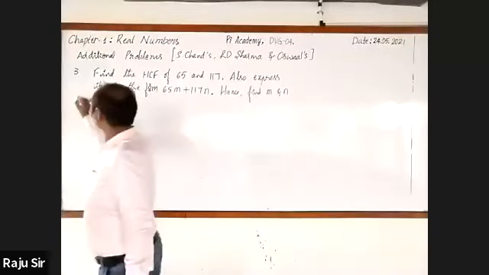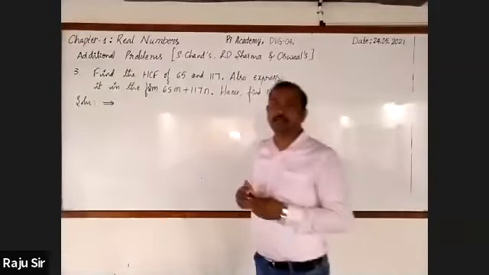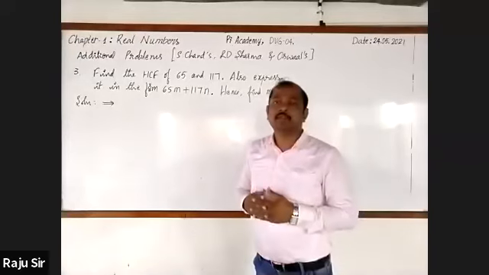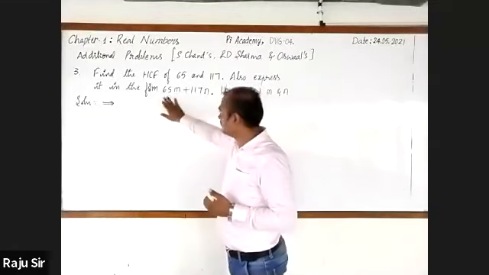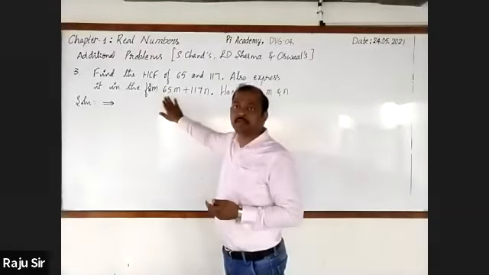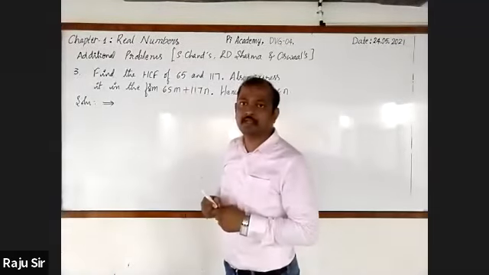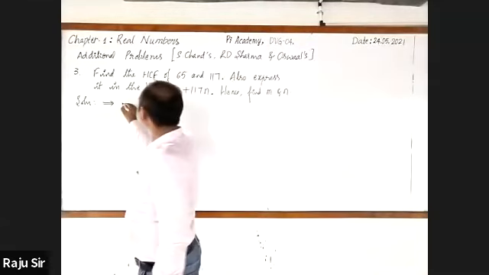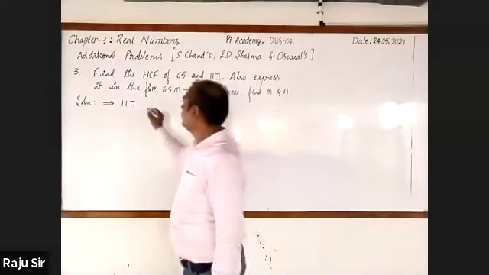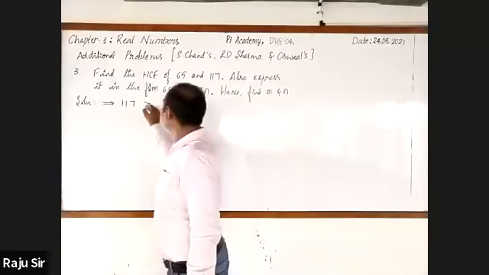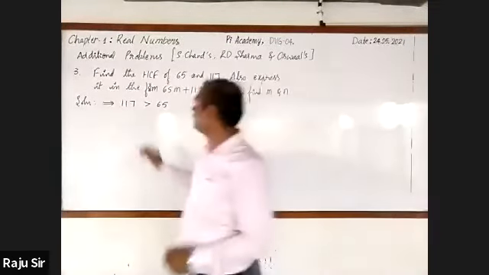You know how to find the HCF by Euclid's division algorithm. Of course, you can find the HCF by the fundamental theorem of arithmetic also. But if you want to express that HCF in this form, you need to find the HCF by Euclid's division algorithm. Here, the given numbers are 170 and 65. You know that 170 is greater than 65. Please go on writing with me.